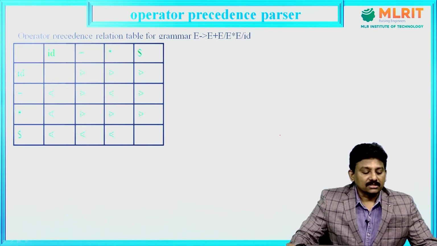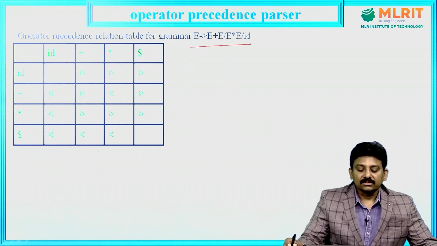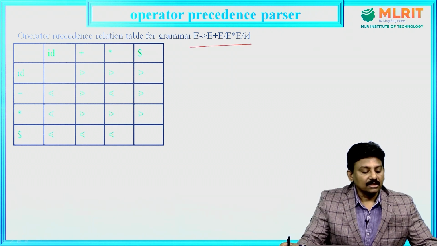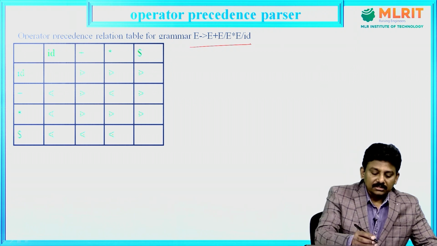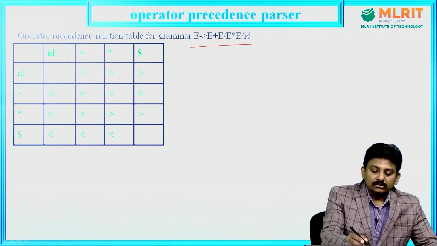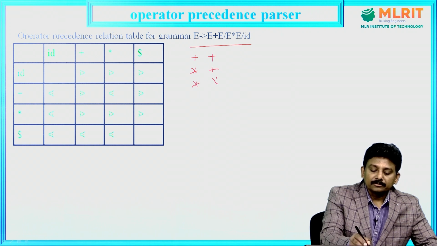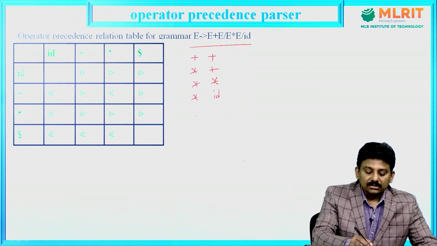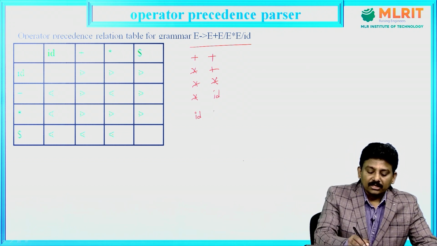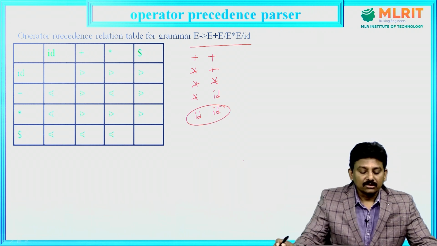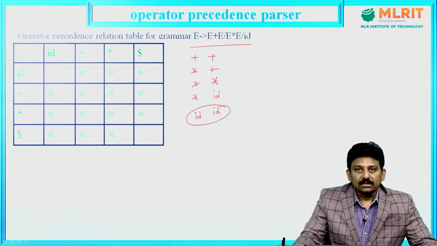Next, construction of the operator precedence relation table for the given grammar. E derives E plus E, or E star E, or ID. It is an expression grammar. We have to establish the relationship between plus and plus, plus and star, star and plus, star and star, star and identifier like that. And there is no relationship between identifier and identifier because no two variables occur adjacent.